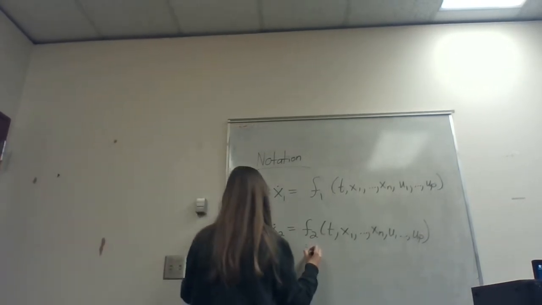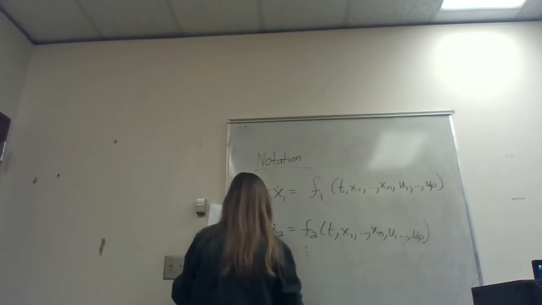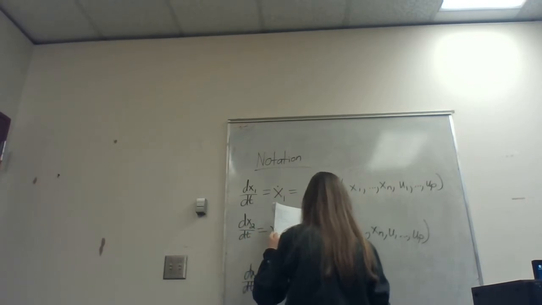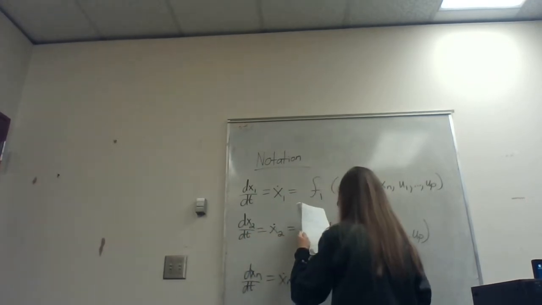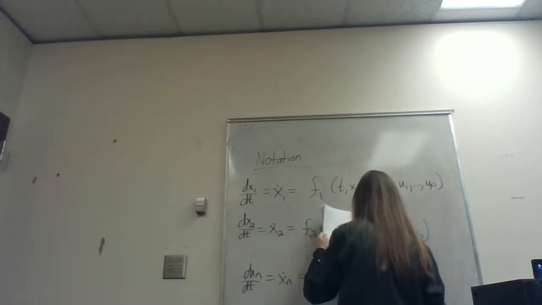Okay, then dxn over dt equals xn dot equals fn of t, x1, dot dot dot, xn, u1, dot dot dot, up.